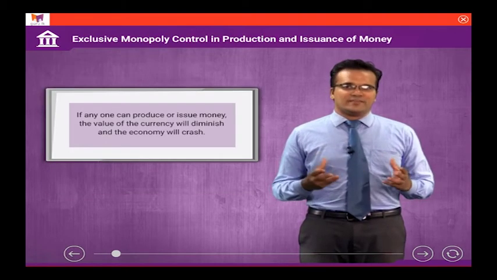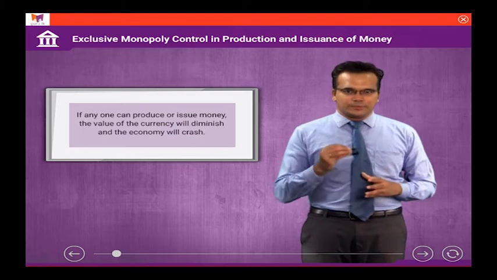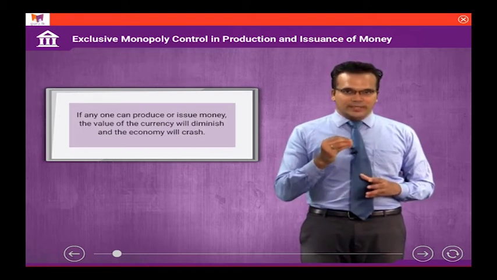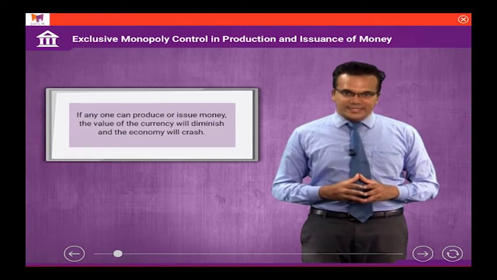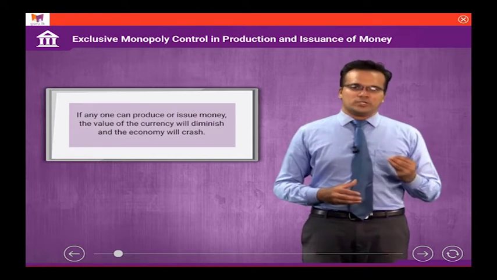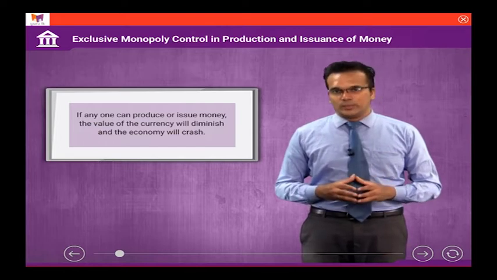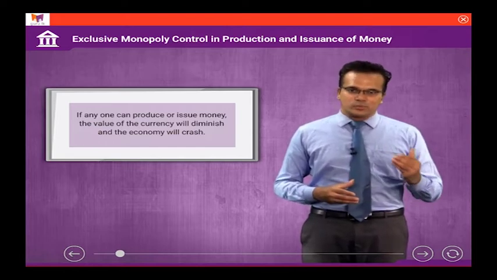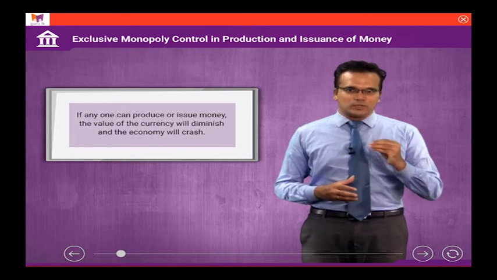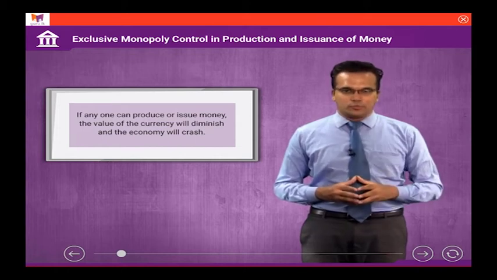The importance of having an exclusive monopoly to control the production and issuance of money at a single authority is that if anyone can produce or issue money, the value of the currency will diminish and the economy will crash. Hence, the exclusive authority should be kept with a single authority to have proper control.